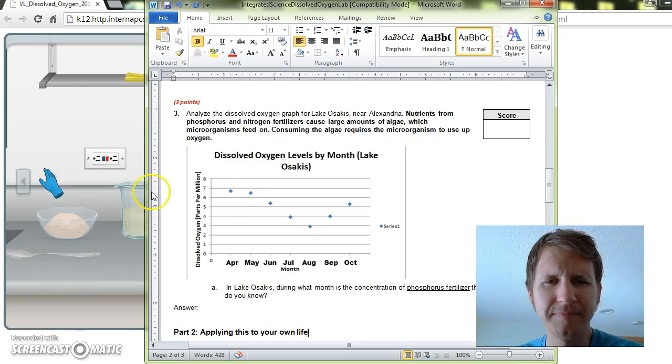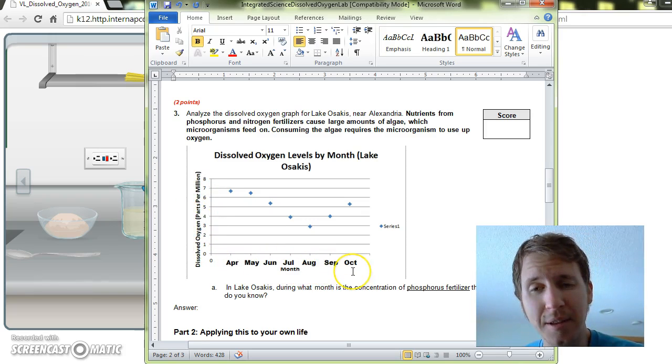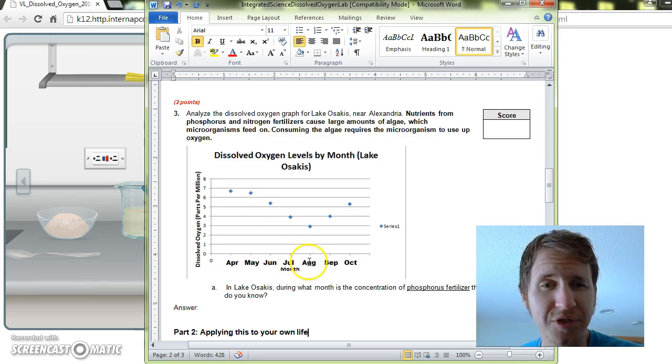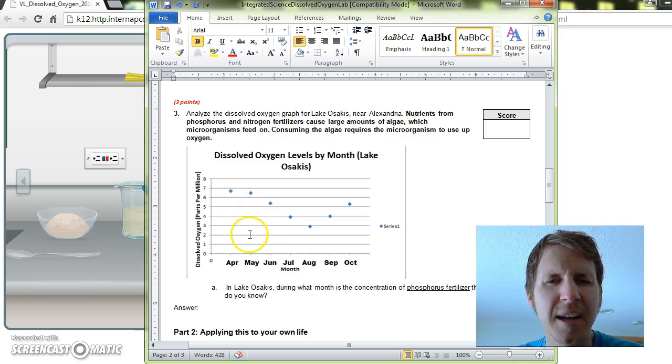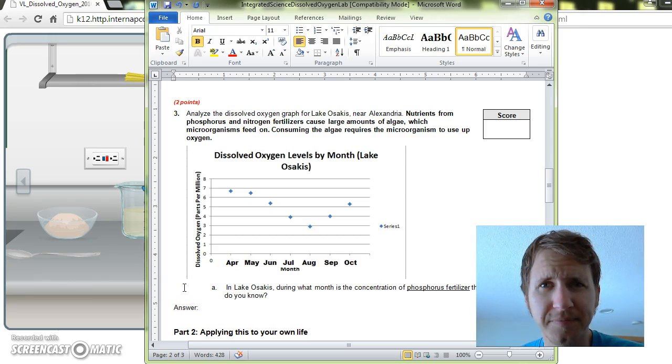So we see this graph here, which has dissolved oxygen on the y-axis and month on the x-axis. So we're seeing how dissolved oxygen varies by month. In what month is dissolved oxygen the lowest? Correct, it is August. August is when the dissolved oxygen is the lowest.